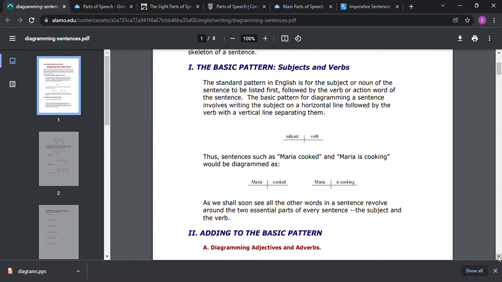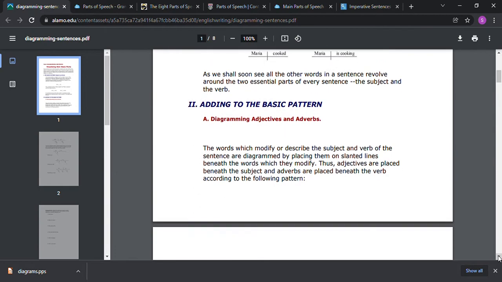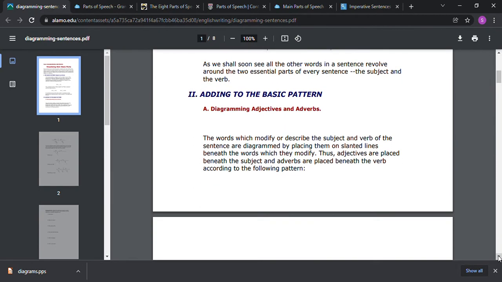So then it talks about diagramming adjectives and adverbs. The words which modify or describe the subject and verb of the sentence are diagrammed by placing them on slanted lines beneath the words which they modify. Thus, adjectives are placed beneath the subject and adverbs are placed beneath the verb according to the following pattern.